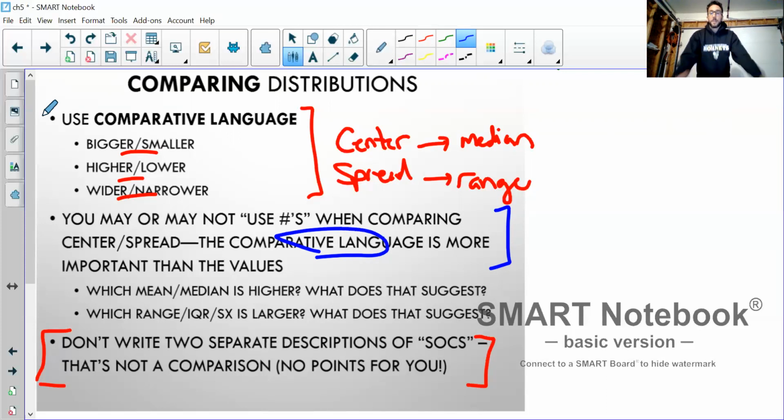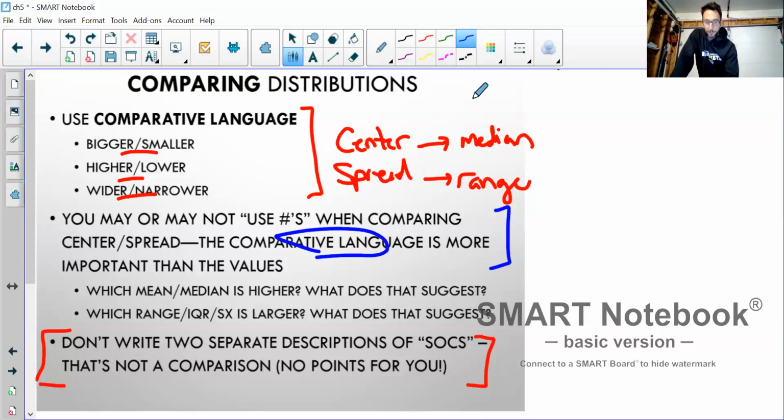Whereas if someone says the median household size in 1950 is larger than the median household size in 2000, even though that person didn't identify the medians, they've compared, right? They've stated which median is higher. And that is going to be enough for essentially correct. So that's what I mean by you may or may not use the numbers. And of course, you could say the median household size of 5 in 1950 is greater than the median household size of 3 in 2000, right? We could include the numbers. But the point is, it's not about the values, it's about the comparison in this situation.